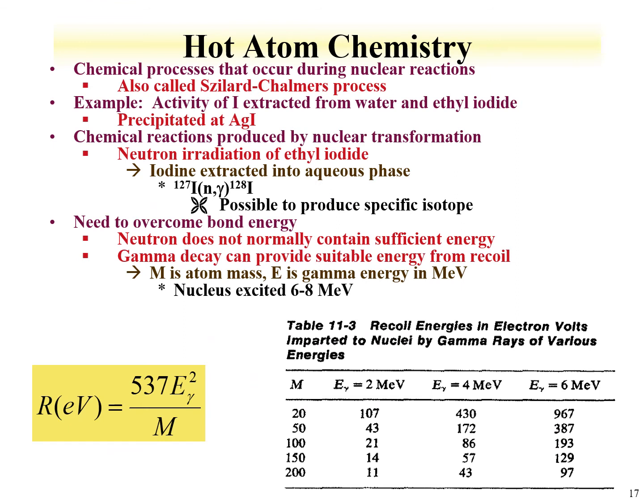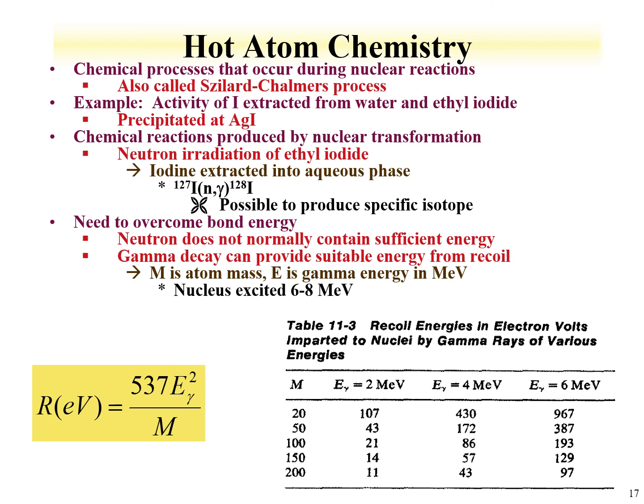The final topic of this lecture is on hot atom chemistry. These are the chemical processes that occur when a nuclear reaction unfolds in an isotope. This nuclear reaction can either occur through radioactive decay or through an impinging particle. This is also called the Szilard-Chalmers process. An example of hot atom chemistry is the activation of iodine and extraction of that activated iodine from water and ethyl iodide. In this case, ethyl iodide can be irradiated in a nuclear reactor.